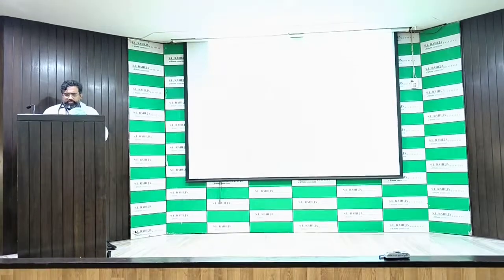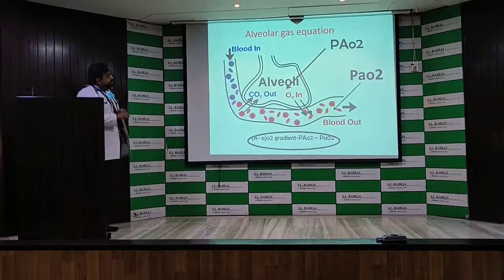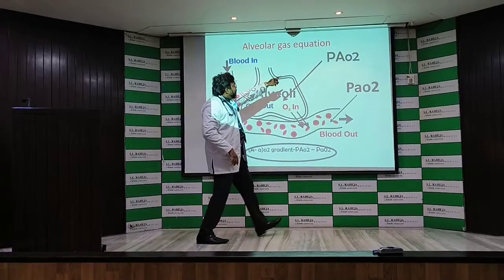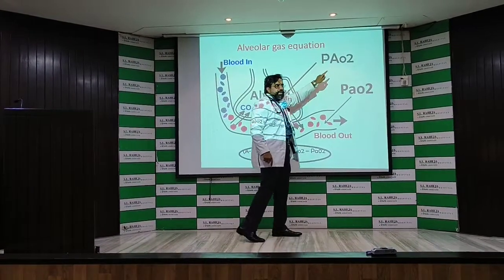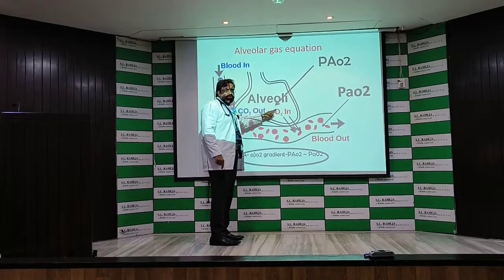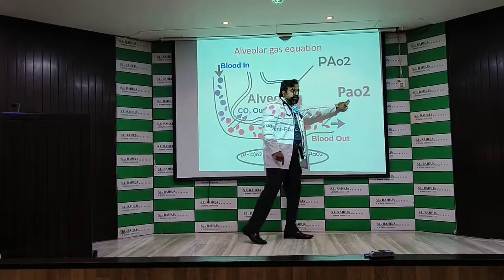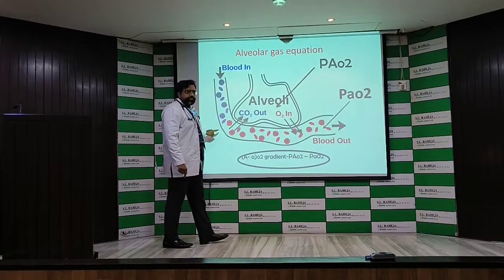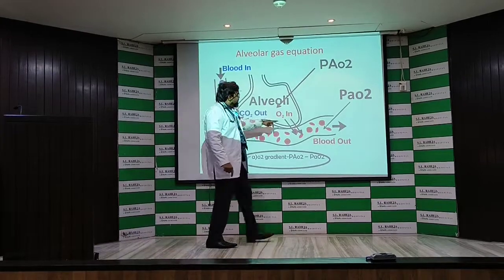Now, what is the alveolar gas equation? These terminologies are important for you. PAO2, that is a capital A. When you see capital A, it means the oxygen that lies inside the alveolus. When you see small a, it is the partial pressure of oxygen inside the blood.